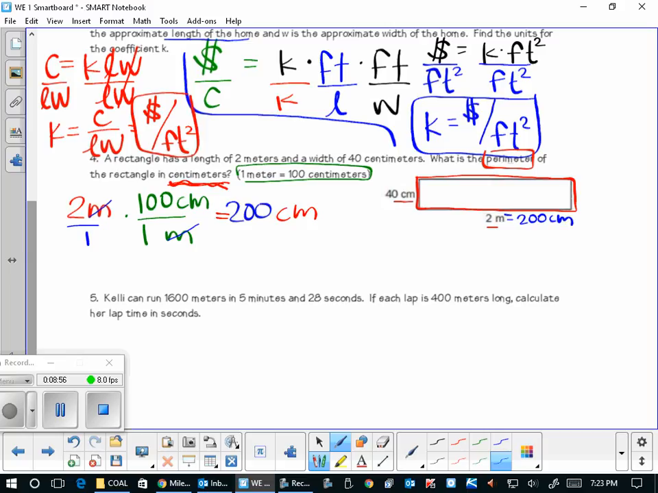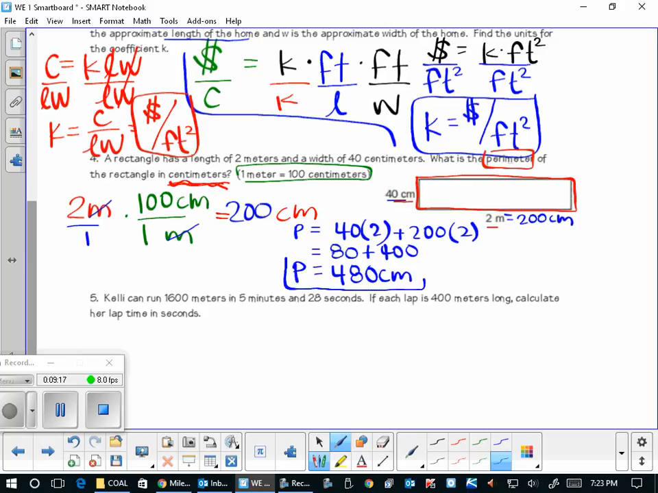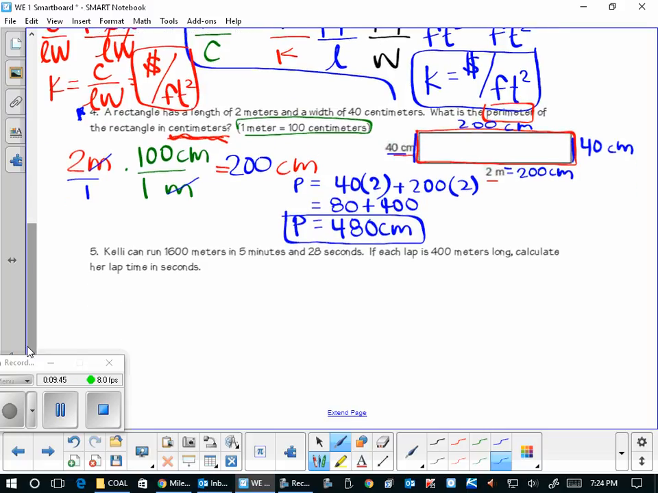Okay, again, here's 40. That occurs twice, so 40 times 2 plus 200 times 2. So this is our perimeter, which is 80 plus 400, which is 480 centimeters. Or instead of doing 40 times 2 plus 200 times 2, you say, okay, well, this side's 40. That means this side is also 40. If this side's 200, this side's also 200. And then just add them all together. 40 plus 200 plus 40 plus 200 also equals 480 centimeters. So the part about number 4 that might have been tricky to you is converting them to the same units before you found the perimeter.